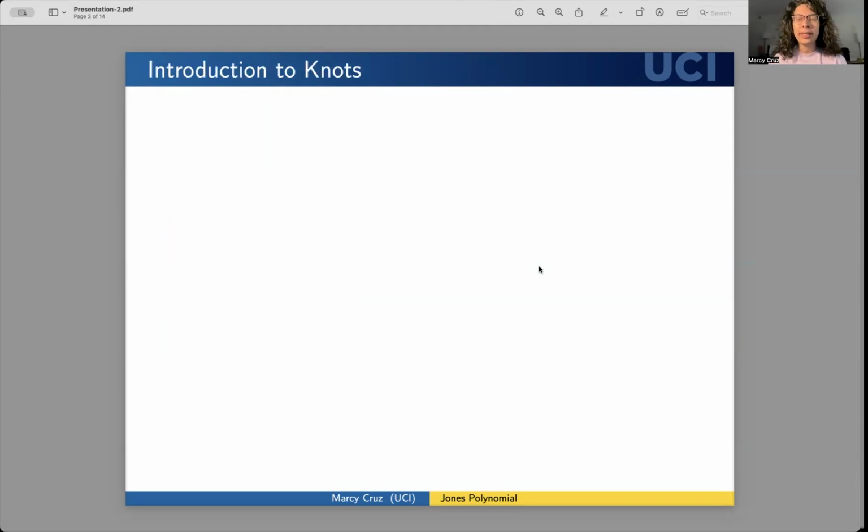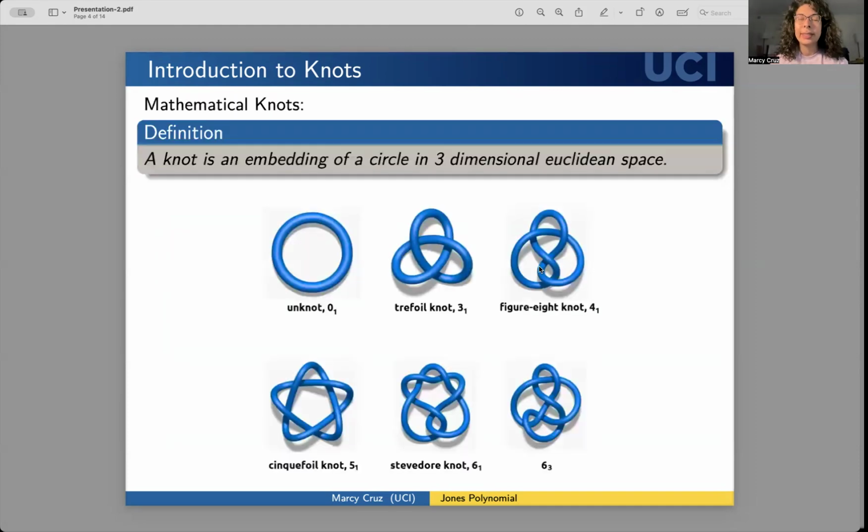So to begin, what exactly is a knot? I'm sure most of us use knots nearly every day, at the very least to tie our shoes. But there's one critical distinction between the standard knots we know in our day-to-day lives and a mathematical knot. And that's that a knot in the mathematical sense is a closed loop. It's an embedding of a circle in three-dimensional Euclidean space.